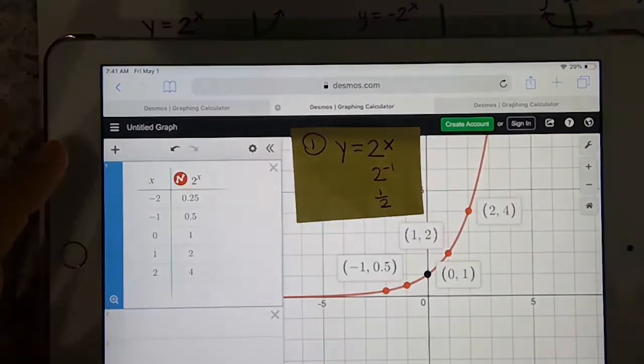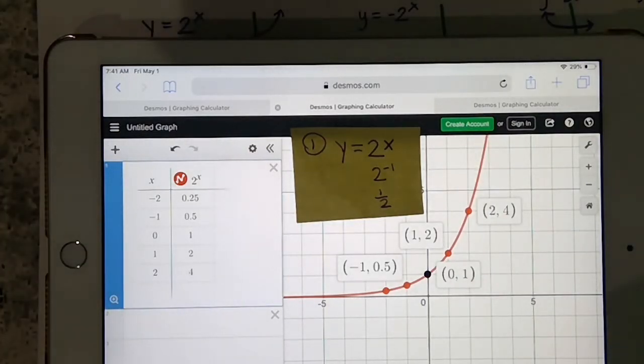A couple of other things to know about this is the asymptote is at y equals 0, and you can draw a dashed line on your graph.